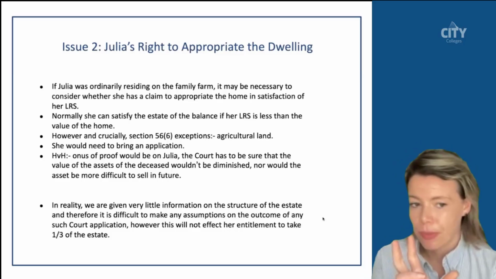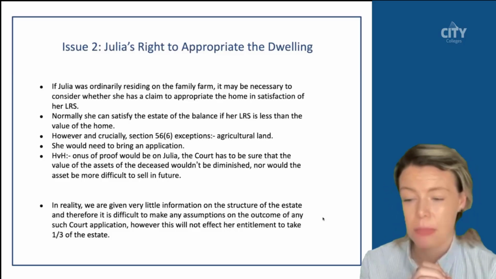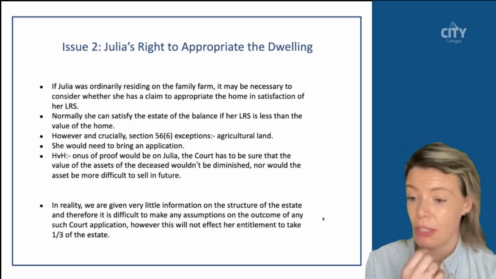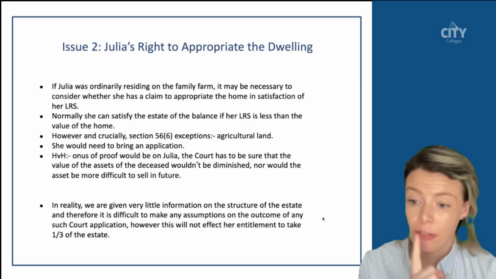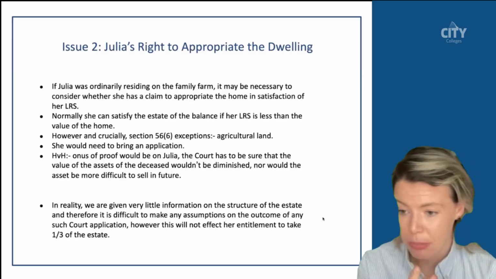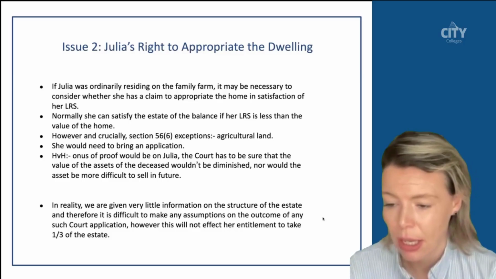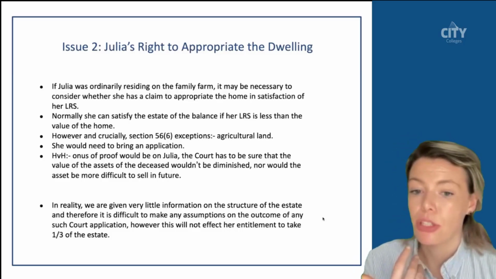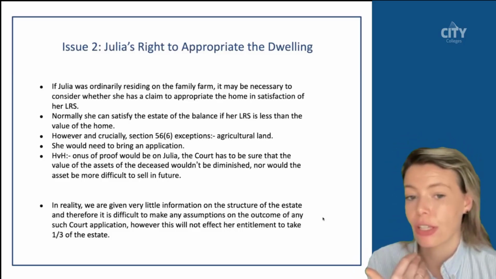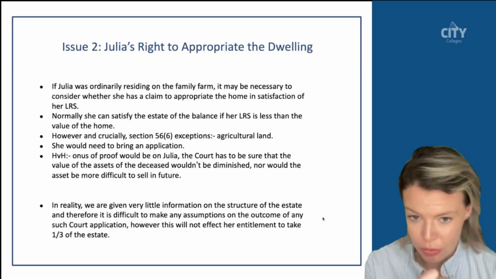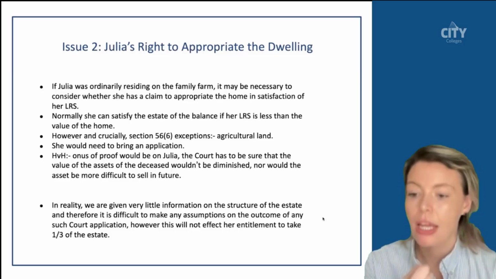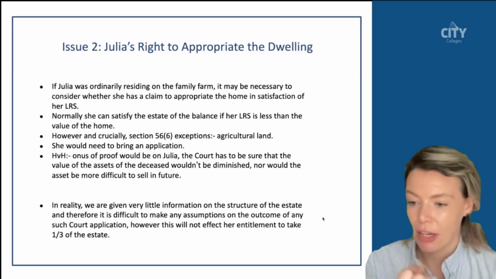Now, what would she need to do? There's actually not a lot of case law on this, but the decision of HVH is the one that we cite in the manual. And what we do know from that decision is, first, the onus of proof is going to be on the spouse that's seeking to appropriate the dwelling. Second, what they would need to be doing is assuring the court that by appropriating the agricultural land, it doesn't overly diminish the value of the estate.